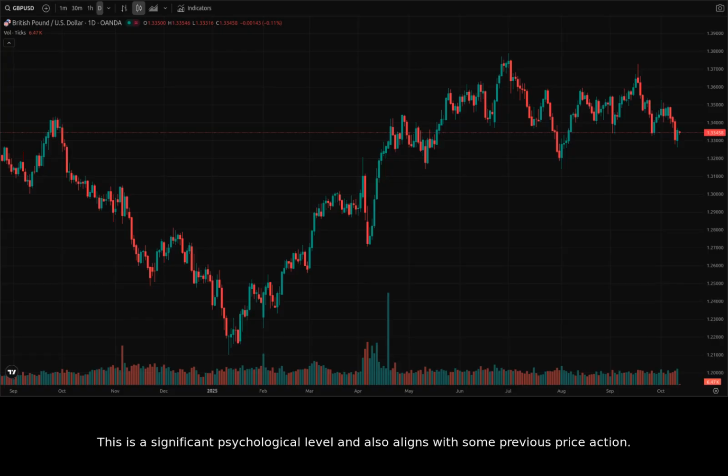1.3200. This is a significant psychological level and also aligns with some previous price action. Below 1.3200, the next major target for sellers would be the summer lows around 1.3140.